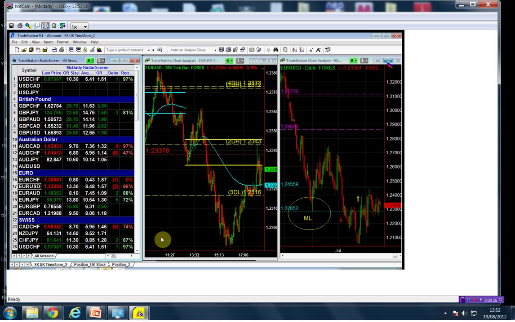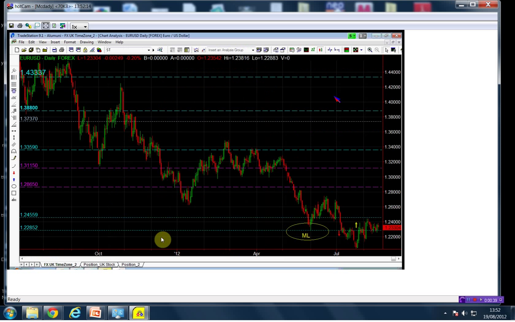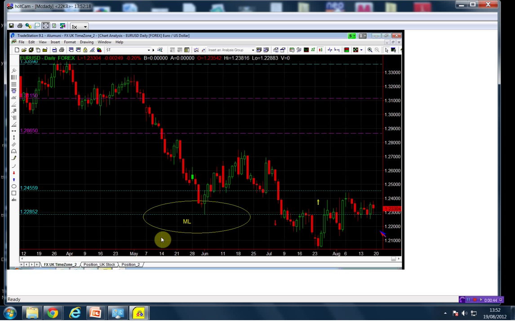But looking at this here, the trend is still to the downside. For the last 10 days, look at 1 day, 2 day, 3 day, 4 day, 5 days, 7 day, the 10th day. This thing has been one inside day after another. One inside day after another.